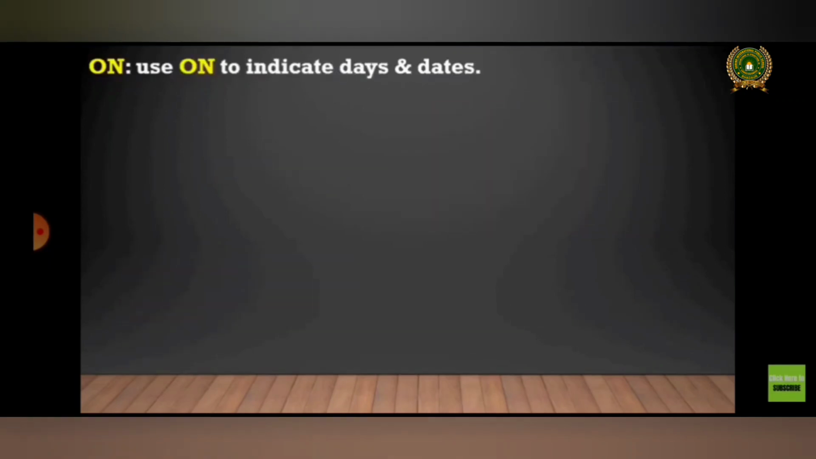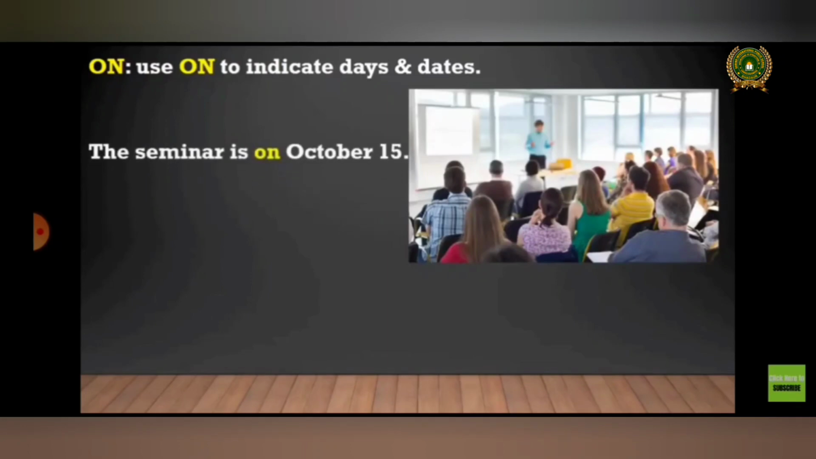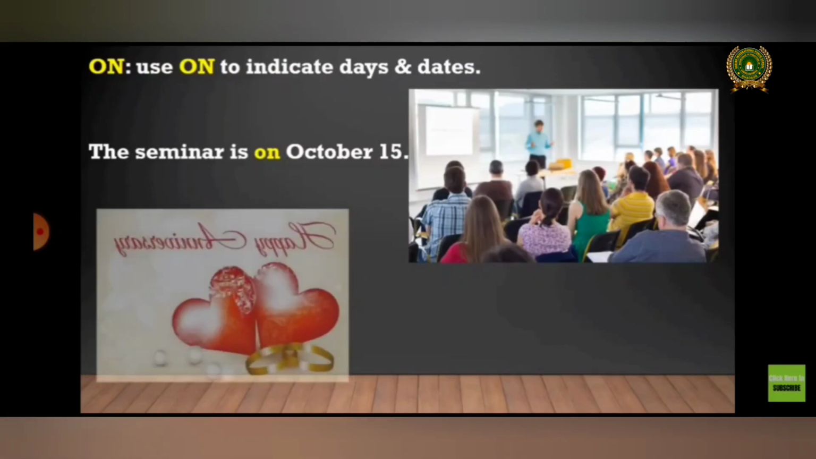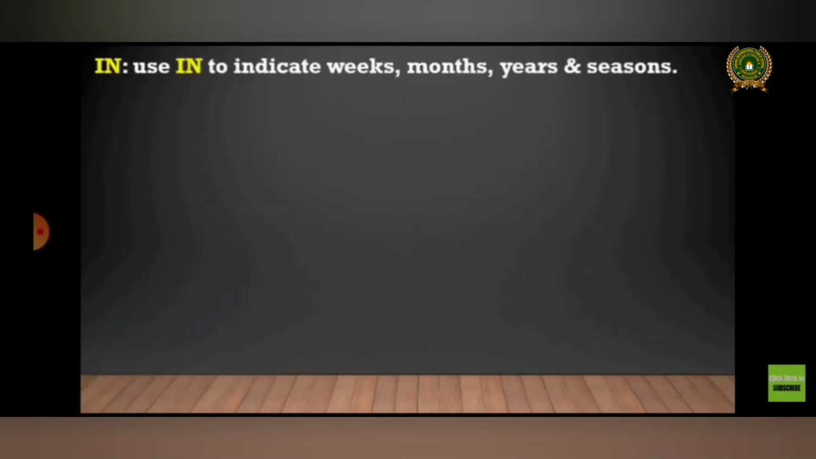Now on. Use on to indicate days and dates. So on is also a preposition of time. It is used to indicate days and dates. Like the seminar is on October 15th. Okay. It's their wedding anniversary on Saturdays. So days and dates.